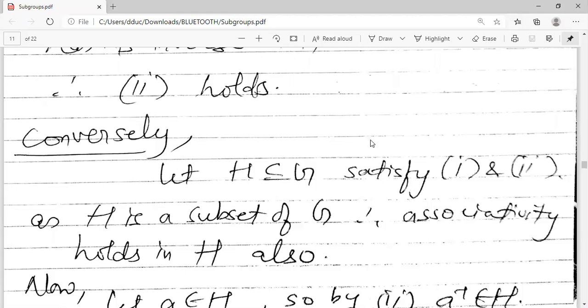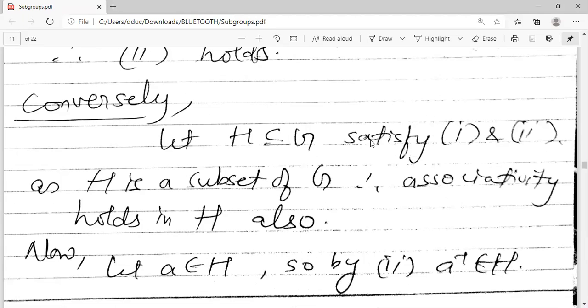In the converse part, suppose that H is a subset of G which satisfies both conditions 1 and 2, that means the closure and inverse parts. Both the conditions are given to you. Now you have to prove that it is a subgroup of G. Now, as H is a subset of G, associativity holds in H also, because all the elements are coming from G, and G is a group, so it has associativity in it. So associativity holds in H also from there.